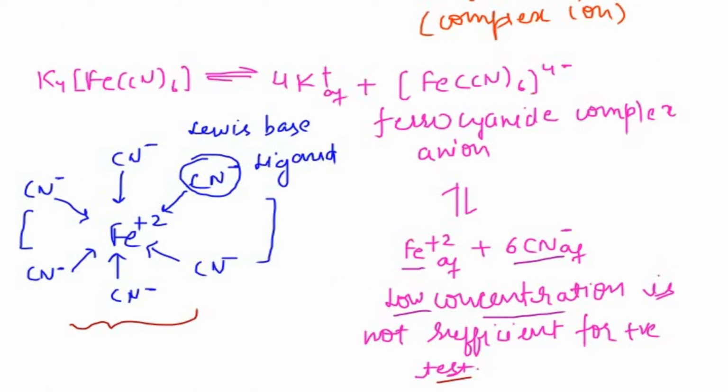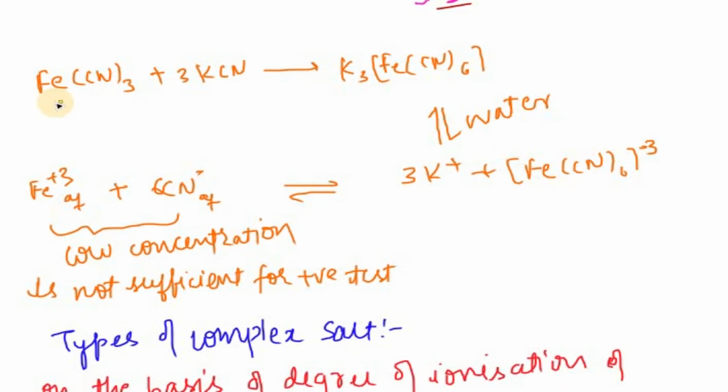Now let's see another example, Fe(CN)3 plus 3KCN, which will form K3[Fe(CN)6]. When we dissolve it into water, it will give 3K+ and [Fe(CN)6]3-. Again, it will form a very low concentration that is not sufficient for a positive test.